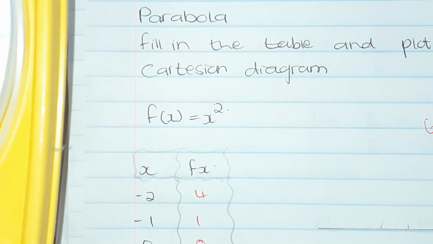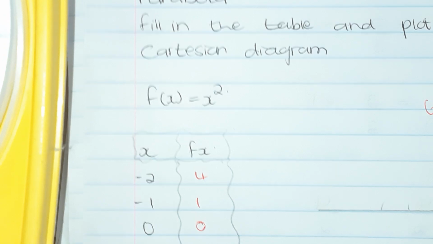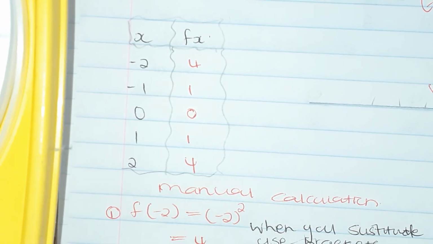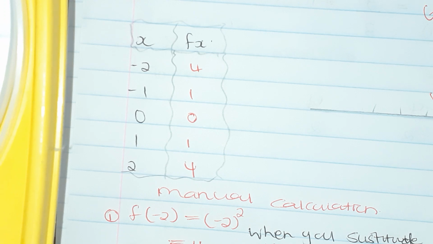Anything to the power of 2, it's a parabola. So please don't get that wrong. A parabola is either a happy or a sad looking graph, right? So here are the coordinates. You can draw this graph.